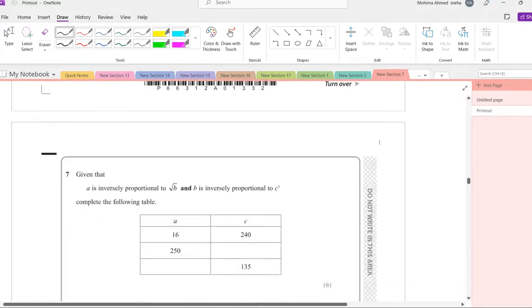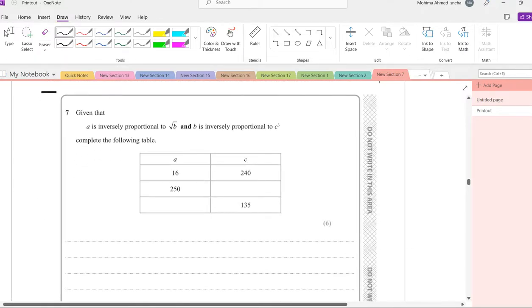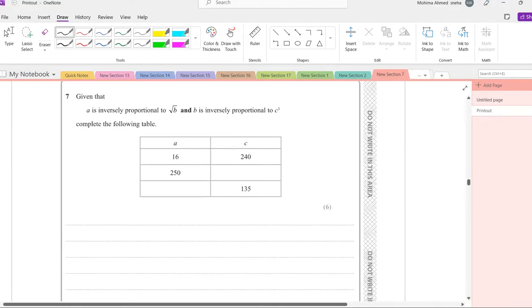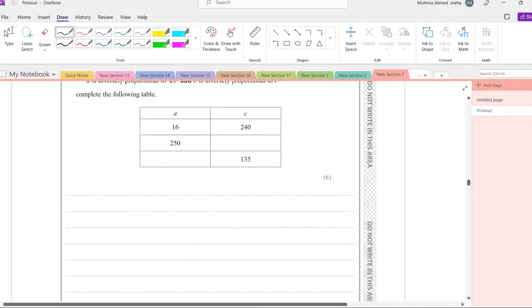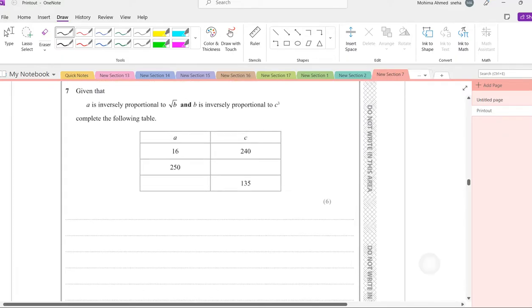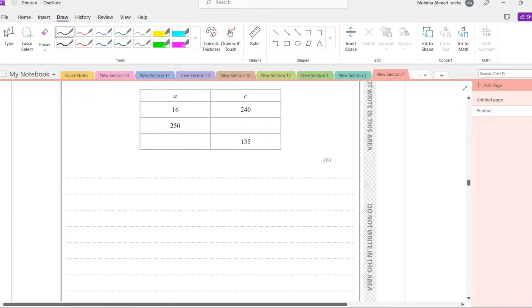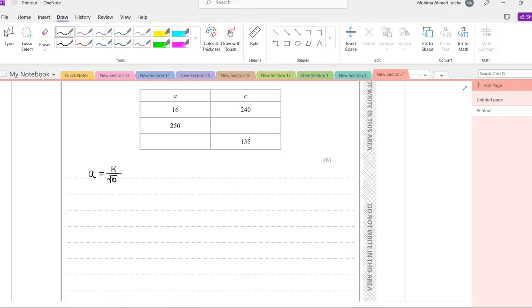Moving to question number 7. Given that a is inversely proportional to root b and b is inversely proportional to c power 3, complete the following table. At first, we are going to find an equation that connects a and c together. So we are just going to focus on a and root b first. We have to find an equation that connects a and b. That is, a is inversely proportional to root b, which means a is equal to k by root b.